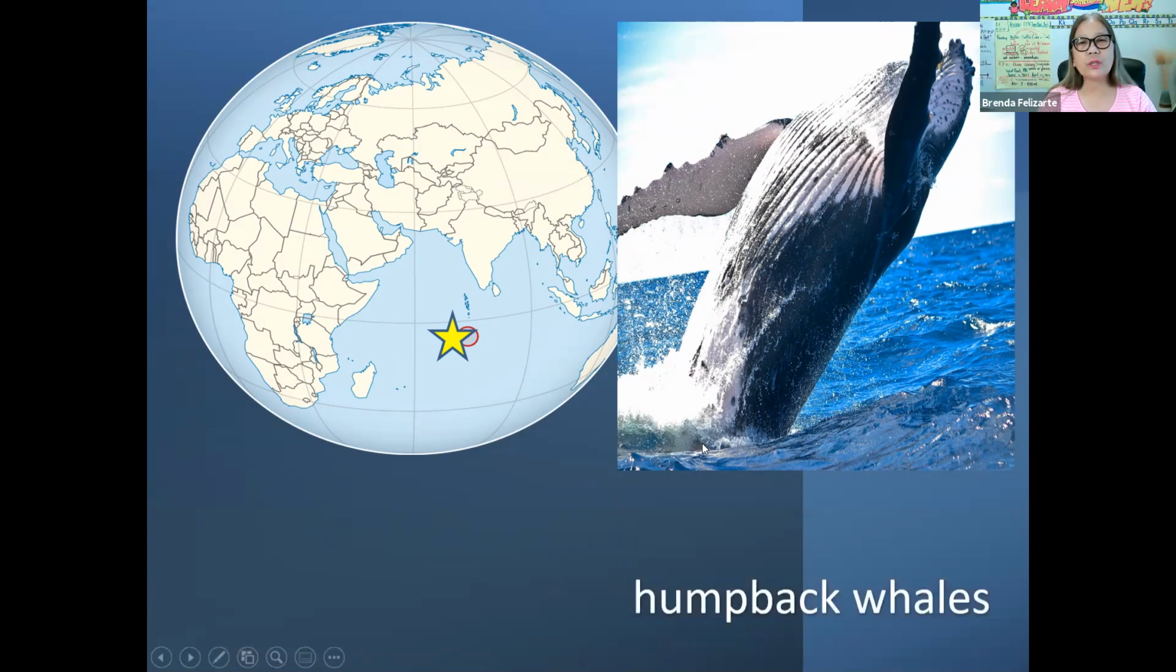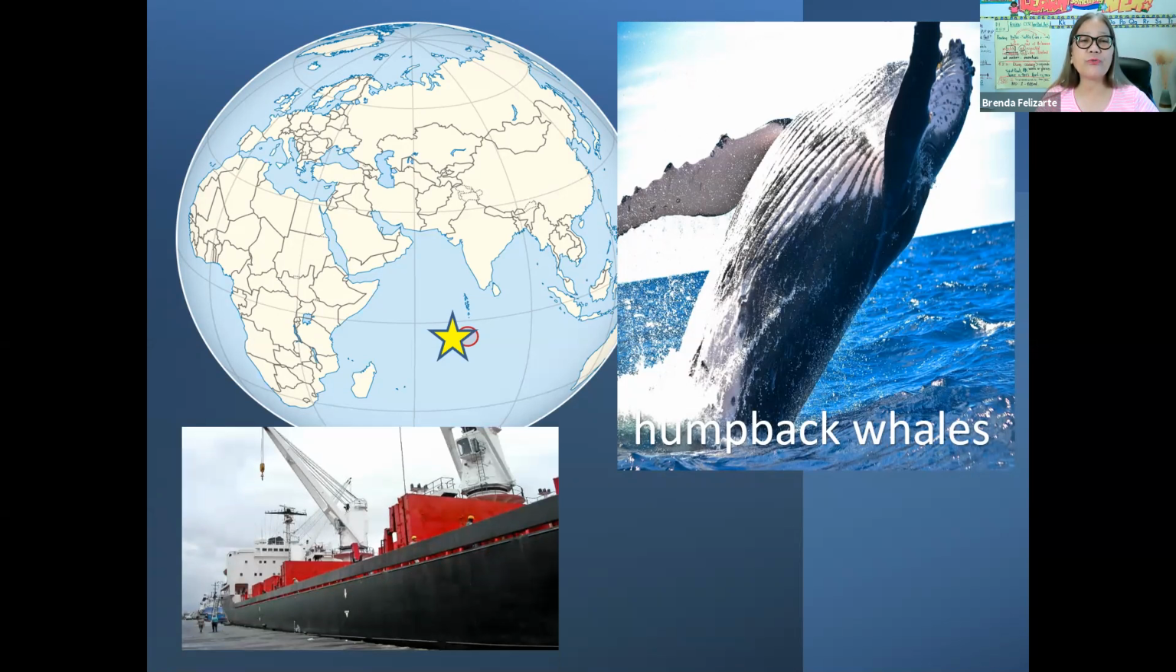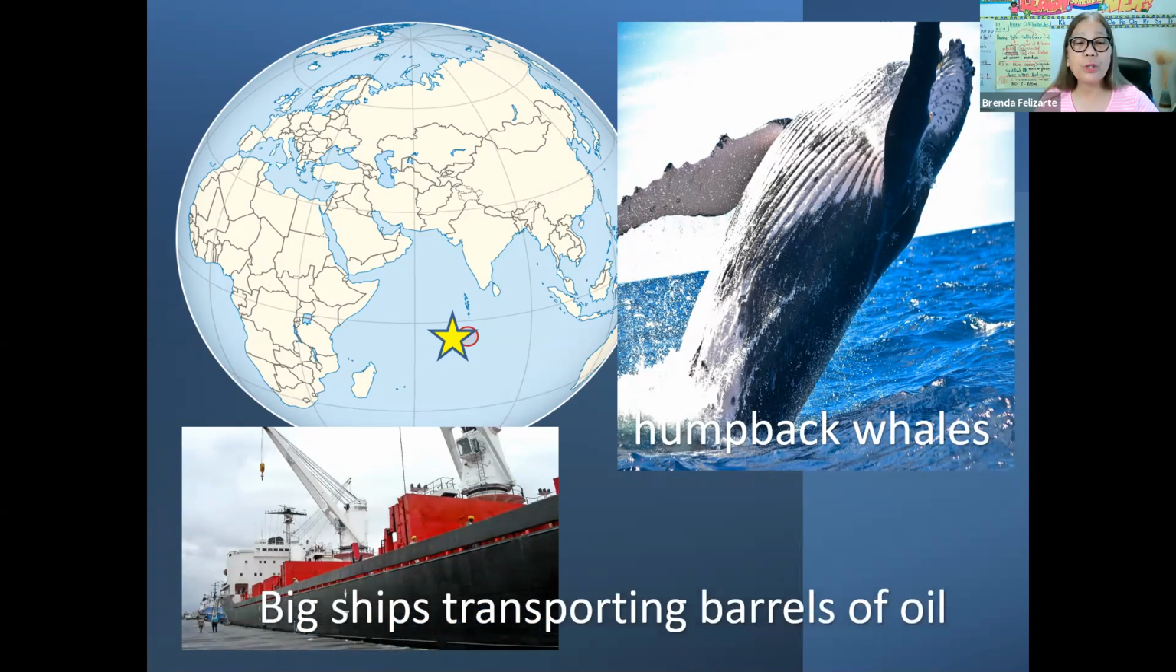This ocean is the home of the humpback whales. There are probably a lot of krill there. Humpback whales love krill. That's their main food. And also you will find a lot of big ships. Now, what are these big ships doing? They are transporting barrels of oil from one continent to the next continent. What is good is that in the Indian Ocean, there is less traffic, unlike in the Pacific Ocean.